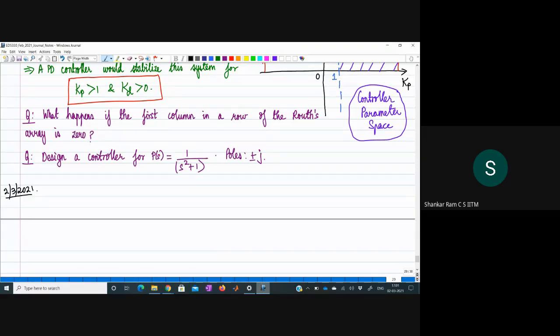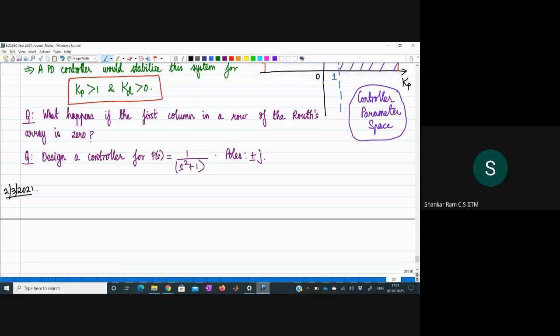Just as a quick recap, we were dealing with the design of the closed-loop control system by applying the Routh criteria, and we did one example. So today, let's essentially learn the process of using the Routh criteria by doing another example.